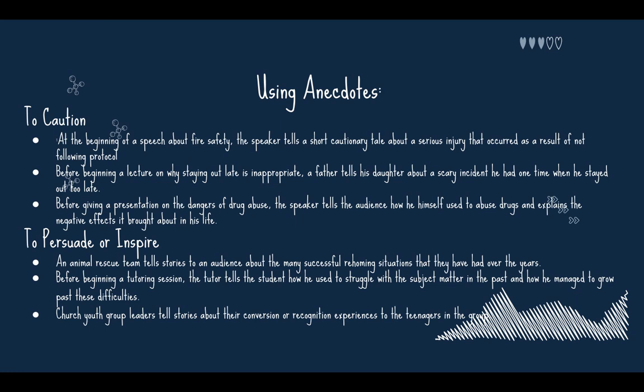Or maybe before beginning a lecture on why staying out late is inappropriate, a father may tell his daughter about a scary incident he had one time when he stayed out too late, or even a story about the neighbor's kid or a girl in high school when he was a kid, right? Or before giving a presentation on the dangers of drug abuse, the speaker may tell the audience about how he used to use drugs and explains the effects that it had on him and his life and his family. So those are ways that we can use our own personal stories or the stories of people that are close by us to caution people or to kind of set them up to care about our topic. Why should you listen to me?